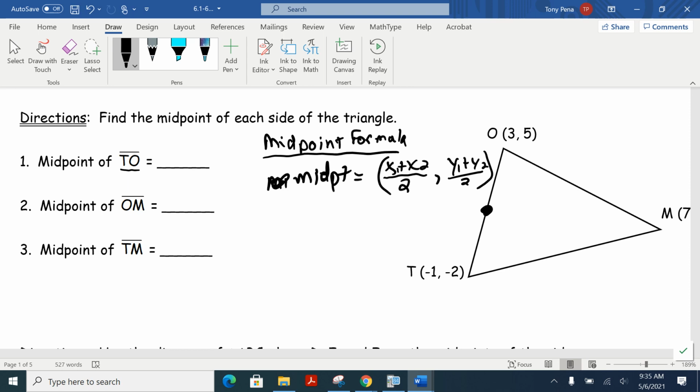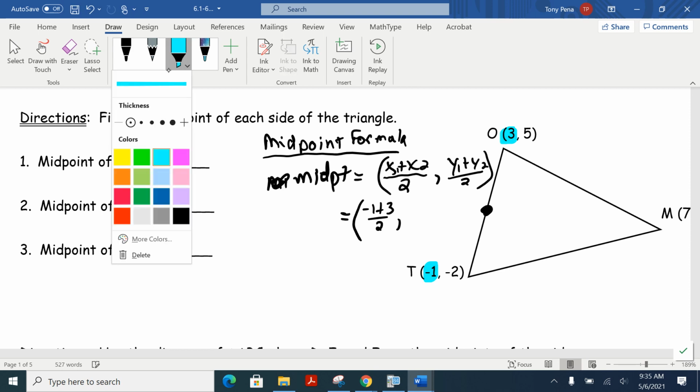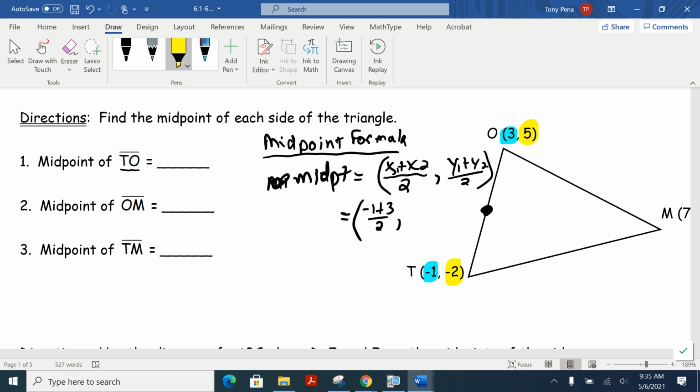So for segment TO, the x's in those two coordinates are -1 and 3. So we're going to be adding those up and then cutting that in half. And then you're going to do the same exact thing with your y coordinates. So the y coordinates of those two points are 5 and -2. So we're going to add those up, divide that by 2, and that again should give us the average of our x's and the average of the y's.